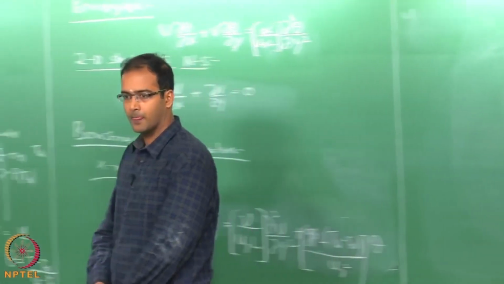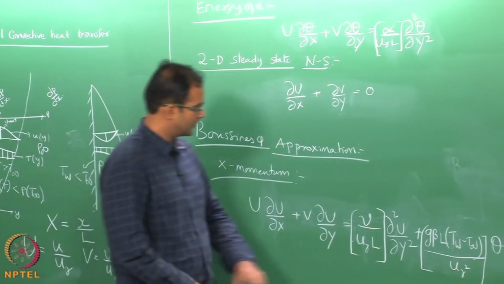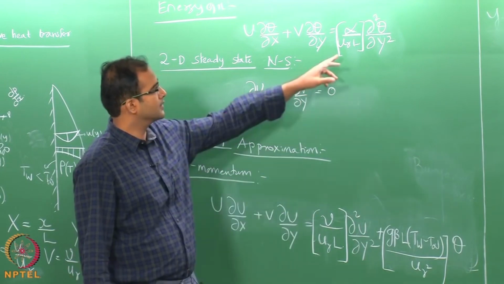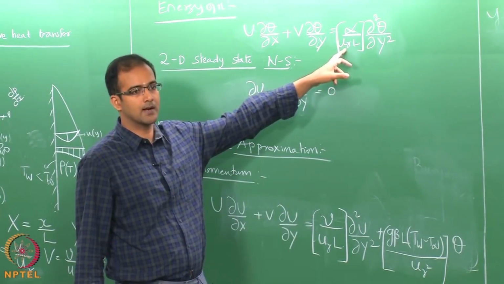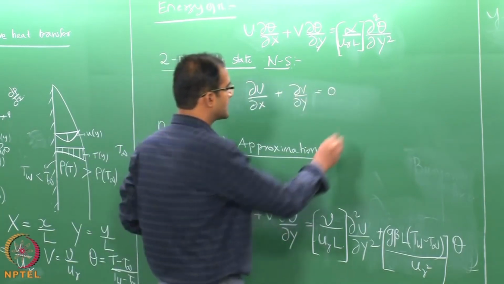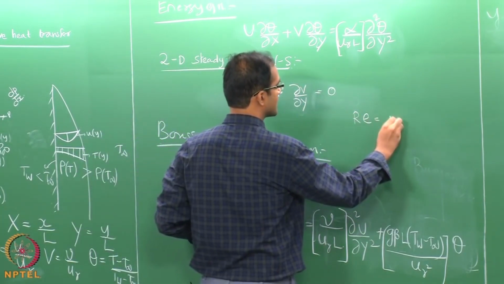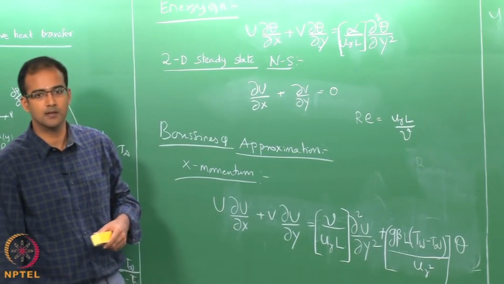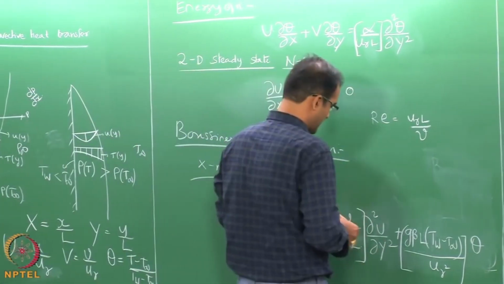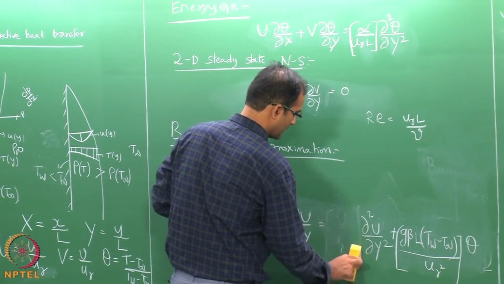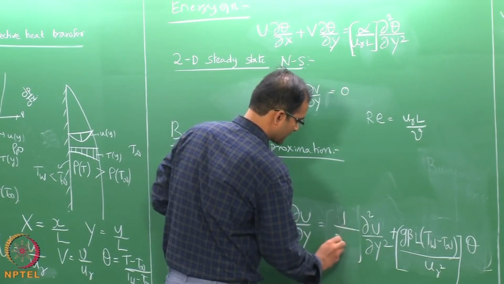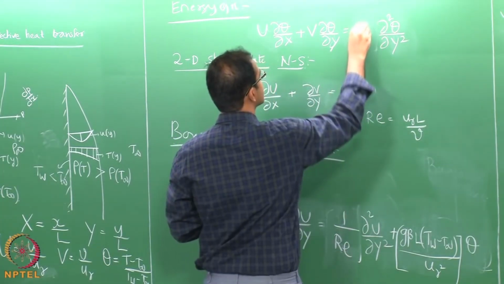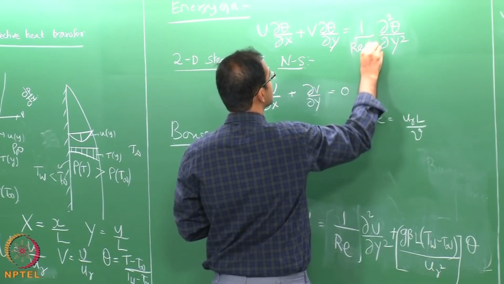So, is that okay? So, you have therefore 1 over Reynolds number here, okay, and you have 1 over Reynolds number times Prandtl number. Okay. So, if you define your Reynolds number now as U_r into L by nu, some reference velocity times the total plate length, you can therefore write this as 1 over Reynolds number and this as 1 over Reynolds number times Prandtl number.